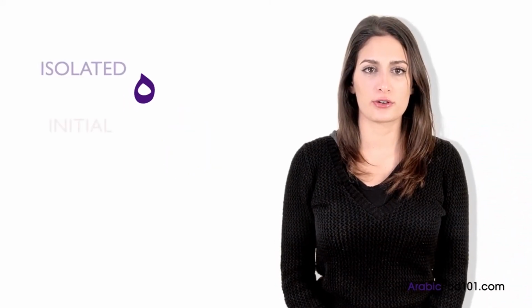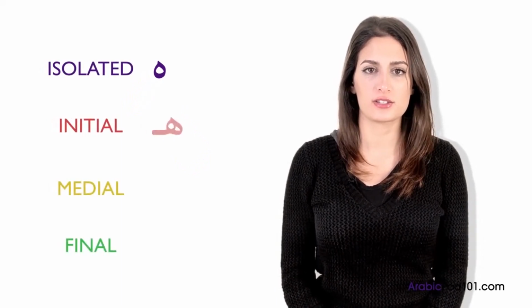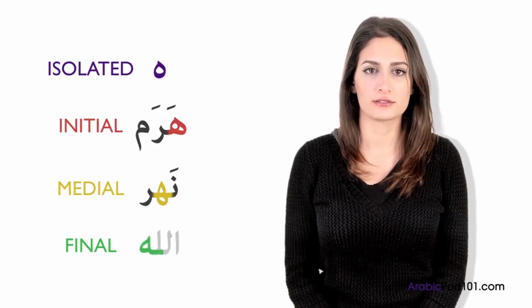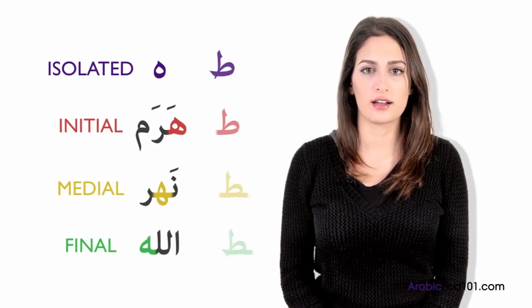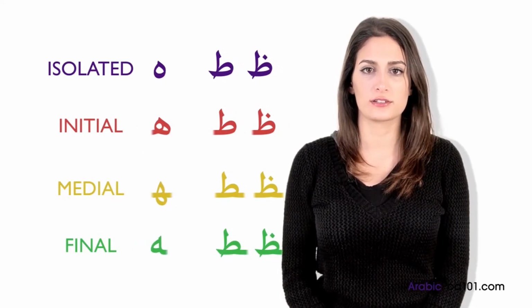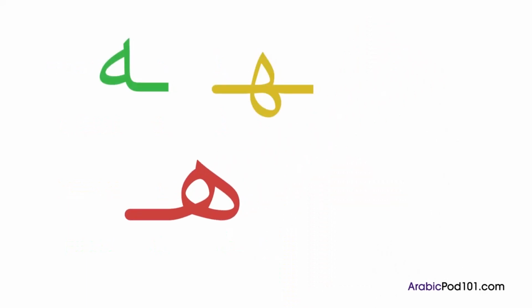Let's look at the other forms of ha. Initial, medial, final. Unlike the ta and the dha we learned in lesson 9, every version of this letter looks different. Pay attention. Here's how to write them. Ha.